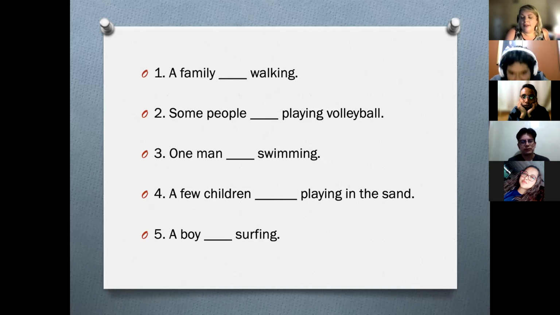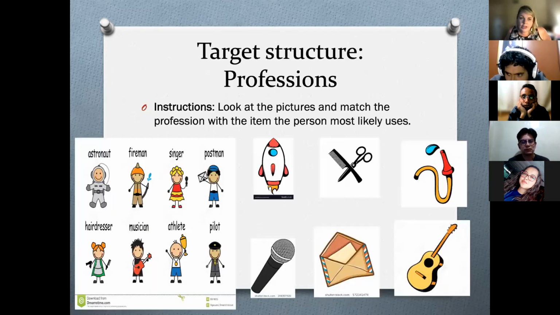Next activity, last activity. What's wrong with this one? So this is a vocabulary activity. Target structure is vocabulary with professions. The instructions say, look at the pictures and match the profession with the item the person most likely uses. So we have the professions on the left and the items on the right. Yes, I know there are 8 professions and 6 items. That's not the problem. I just didn't have space to put more. I just left it like that, okay? It's not about how many. What's wrong with this activity?